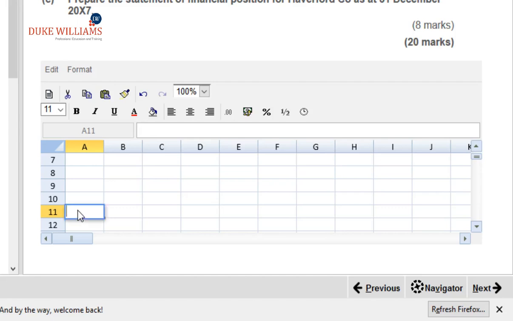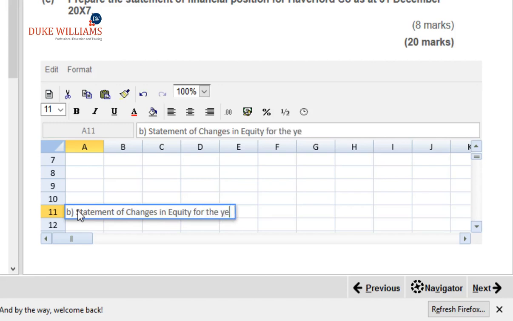So my requirement B is a statement of changes in equity for the year ended December 20X7.